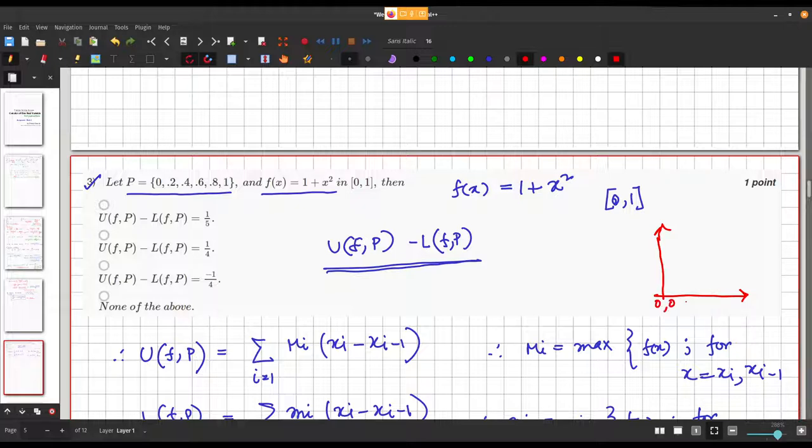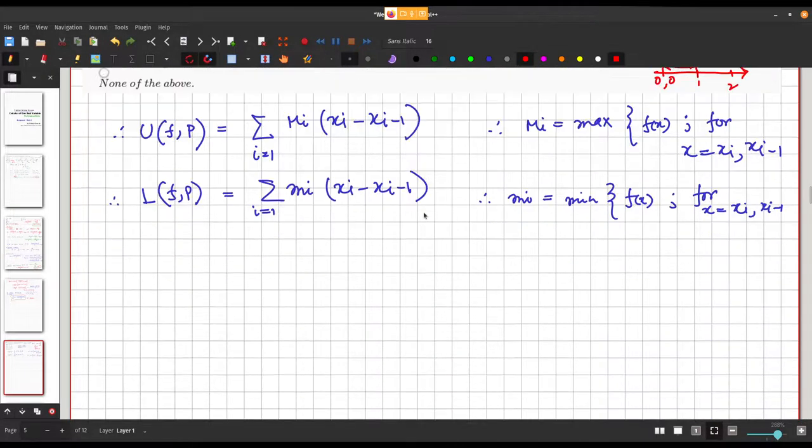Say this is 0, 0, this is 1, this is 2, this is 1, this is 2. So our function will look like this. At 0, this is 1 plus 0 square, so this is 1. And at 1, this is 2. And our points, those that are given, are within this interval. Okay, so now this is a bit tedious, but let us calculate this UFP and LFPs.